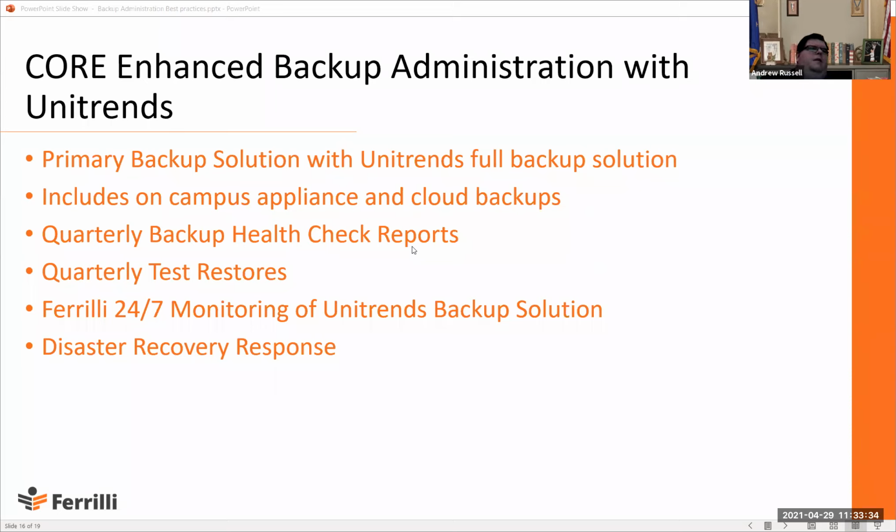We'd also produce quarterly backup health check reports for you. We'd also produce quarterly test restores, and that would be in the health check report. Includes our 24/7 monitoring, and then we'd also have a disaster recovery response for that as well.